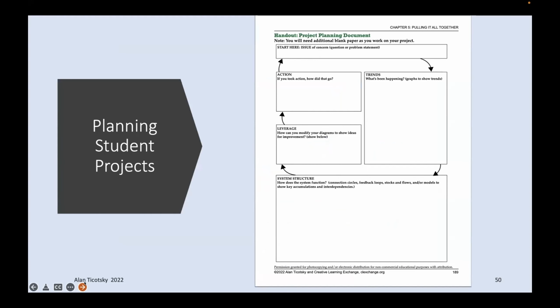Here's a template for planning local or independent student projects, and again, that's right from our book, and a lot of the parts that I've shown you are available for free download from the Creative Learning Exchange. This is a good way for students to start with their issue. What are the trends? What are some behavior over time graphs they can find about it? Some data that are important. What are the structures? Can they look at stock flows or causal loops or other systems tools that will help them? Where's the leverage, and what's the action to take or support?